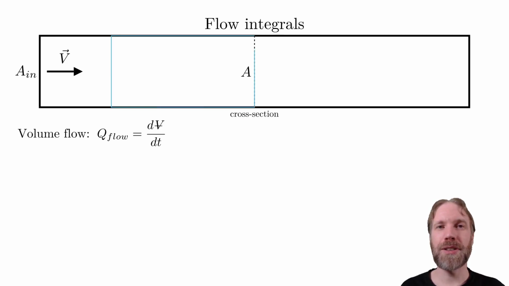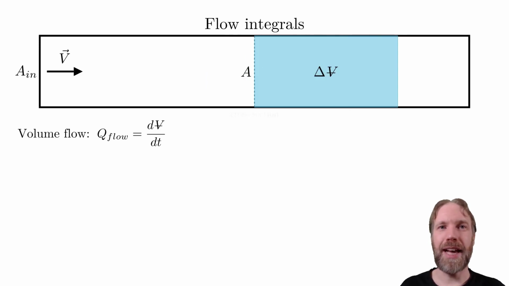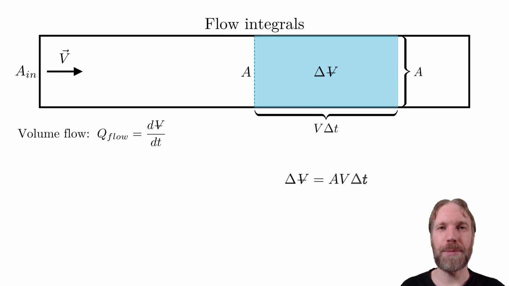Let the blue box represent the flow particles that will pass through the cross-section during the time delta t. Call this volume delta V. Let's move the system forward in time. The block has area A and the length is v times delta t. We can now calculate the volume as the area multiplied by the length.